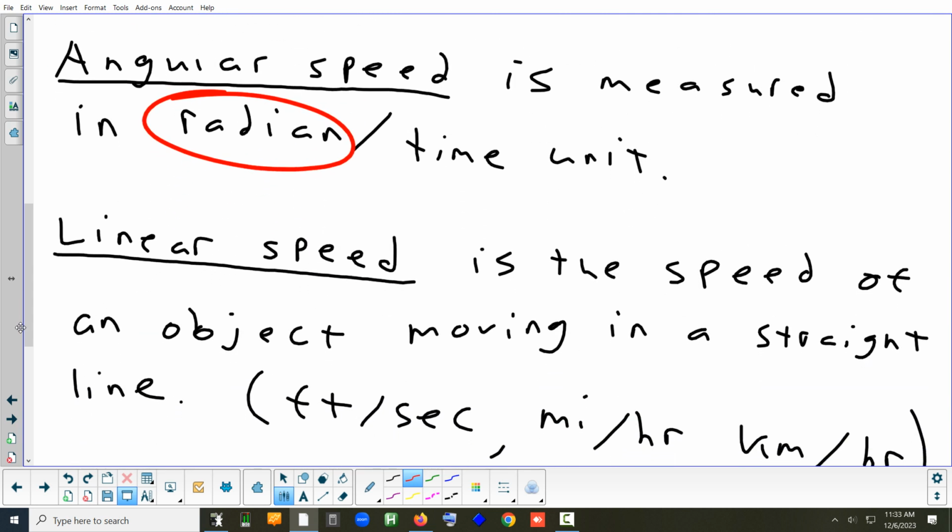Now, the difference between the two speeds: linear speed is used to measure something moving in a straight line. Miles per hour is probably what you're most familiar with, but you could have kilometers per hour, feet per second. Anything that measures distance in a straight line, per, and then a time unit.